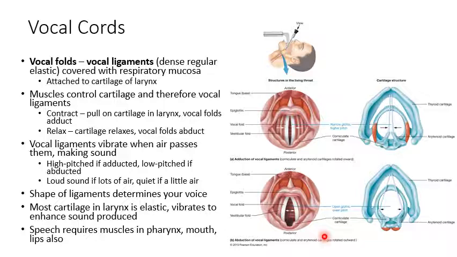Anytime that you have air passing through here, you can have the vocal ligaments being vibrated, and that creates sound, similar to how a stringed instrument creates sound when the strings vibrate. If the vocal cords are adducted, if they're kind of pulled into the center, you get a high-pitched sound. If they are abducted or kind of opened up like that, you get a low-pitched sound.